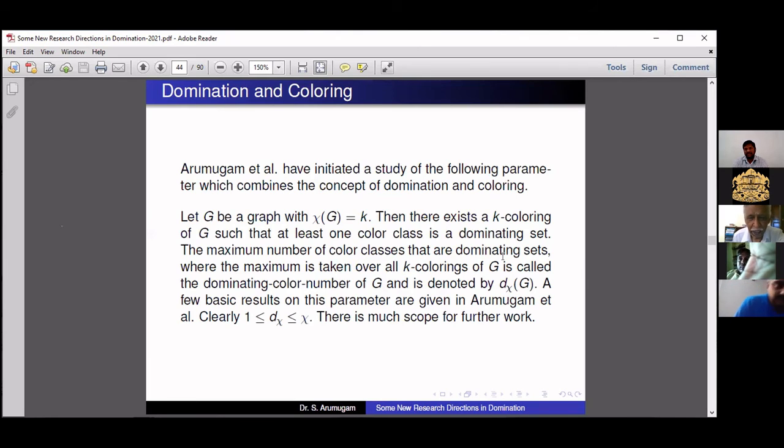Then I ask the question, what is the maximum number of color classes that can be made dominating sets? I called it the dominating color number because it combines domination and coloring. I denoted this by the symbol d_chi, d standing for dominating, chi standing for color. And this number lies between 1 and chi. There are graphs where all color classes are dominating, like the complete bipartite graph. You have only two color classes, both color classes are dominating. Complete graph, n color classes, every color class is dominating.